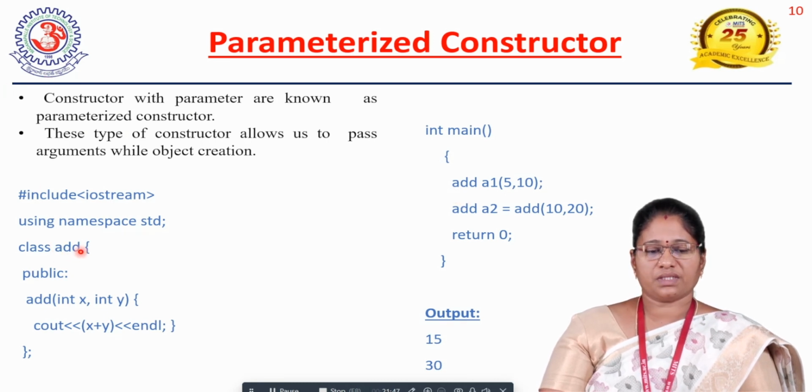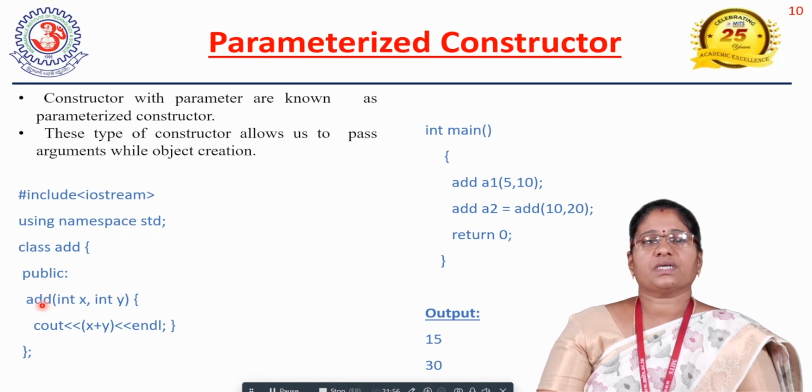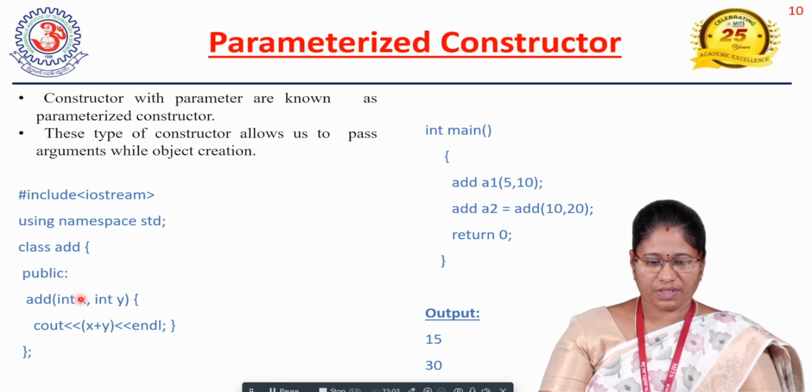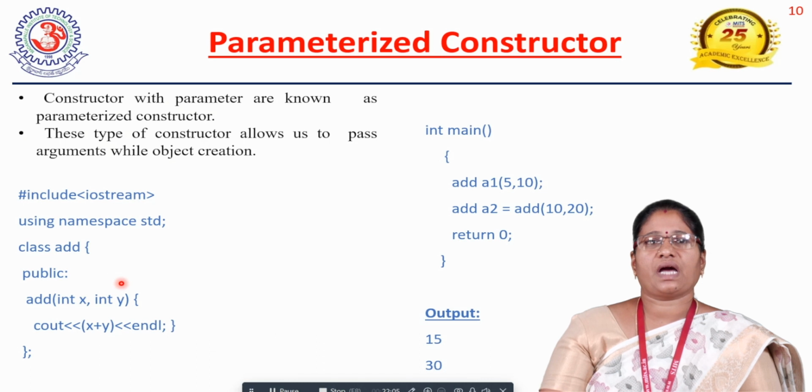If you look at this, I have used an addition program. Your class name is add. In this I use a constructor member called add. If you want to add, definitely I need to give two numbers. So here I use the x variable and y variable as arguments. Within the member function add, I add these two values, and that value is displayed in the output.